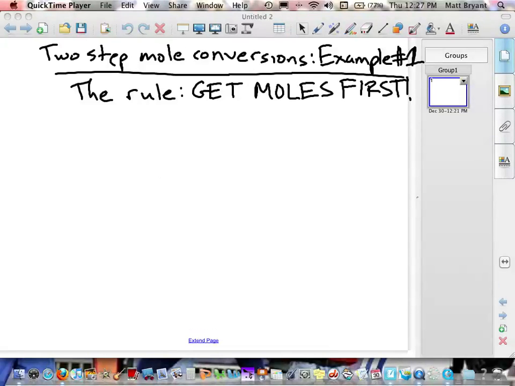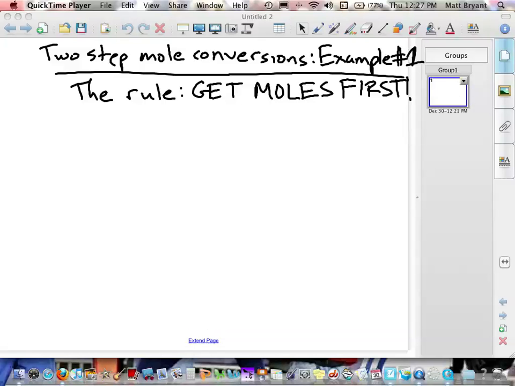Alright, so by now you've probably mastered all of the one-step mole conversions that we've needed to do, and you're pretty familiar with the way that we get from moles to grams, moles to particles, moles to liters. Now, we're going to get a little trickier, and we're going to go into two-step mole conversions.